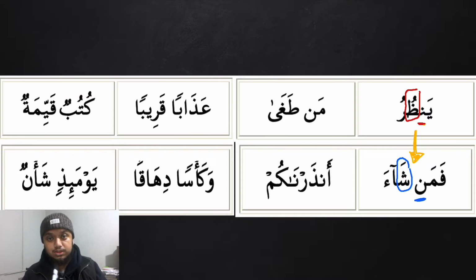Is it ba? No, it's not. It is sheen. So that means I do ikhfa. That means I will hide the noon. I won't clearly pronounce it, but at the same time I won't completely merge it either.